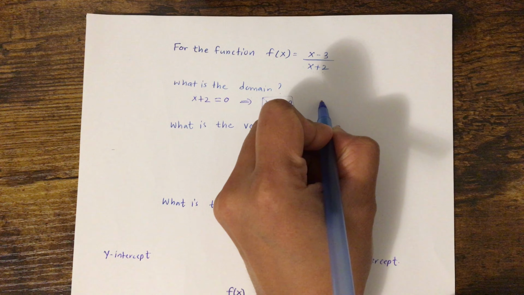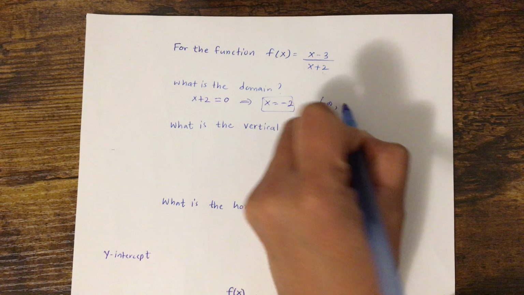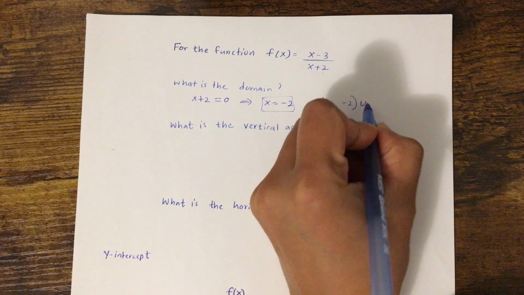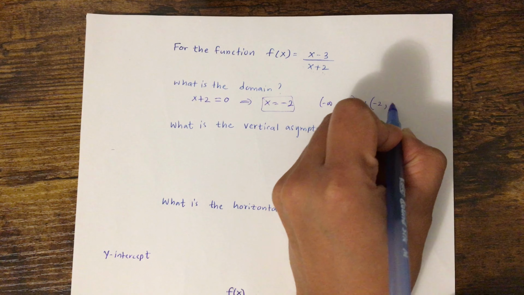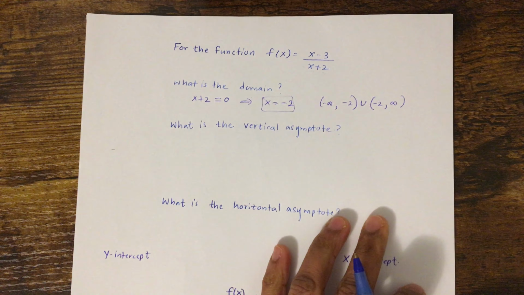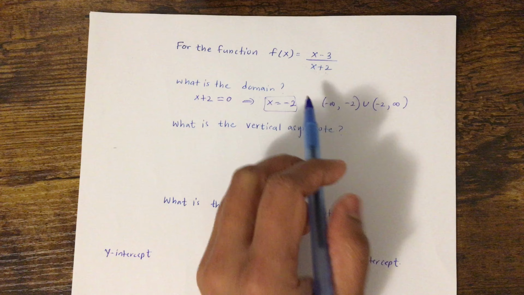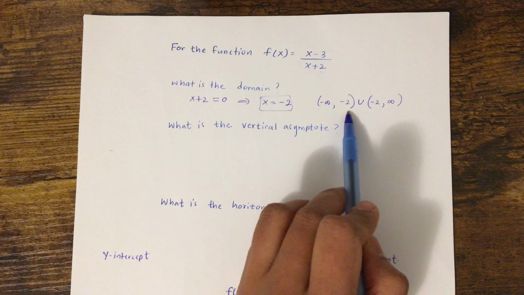So then you can write the domain equals negative infinity to negative 2, open parenthesis, union negative 2 to positive infinity. So you remove negative 2 from the domain. So this is your domain. Okay.